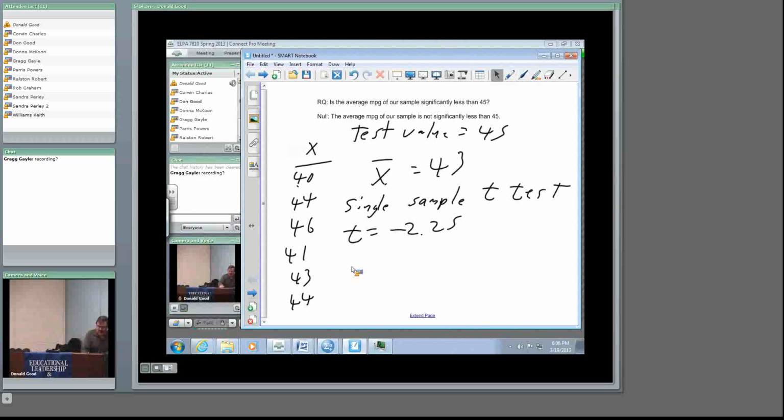Remember what degrees of freedom mean. I have 1, 2, 3, 4, 5, 6 numbers, so degrees of freedom is going to be 6 minus 1, n minus 1. So we're going to have 5 degrees of freedom. The degrees of freedom is n minus 1. How many do we have in our sample? We've got 6 in our sample, so 6 minus 1 is 5.